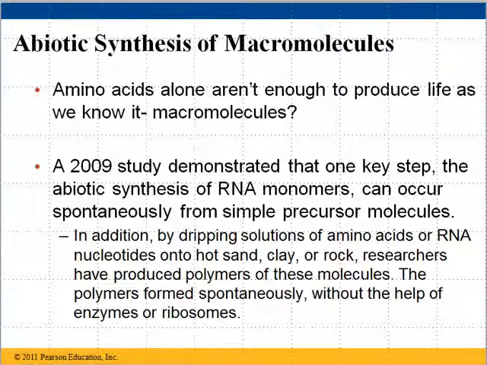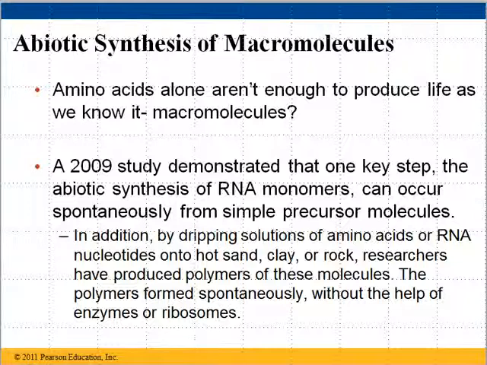And then there was another experiment that your book talks about, where it says that by dripping solutions of amino acids or RNA nucleotides onto hot sand, clay, or rock, researchers have produced polymers of these molecules. Remember, polymers are the long chains, and they are the beginnings of some of these macromolecules that make up living creatures. The polymers form spontaneously without the help of enzymes or ribosomes. So for a long time it was thought, how could these macromolecules be created without the help of the enzymes or ribosomes that our cells, living creatures, use? But there are processes where this happens by itself, spontaneously, without the need for those parts.